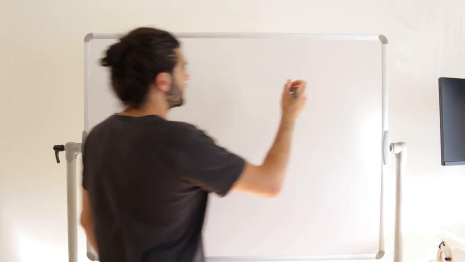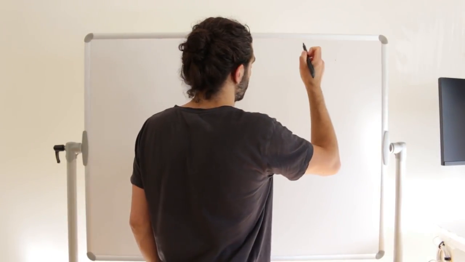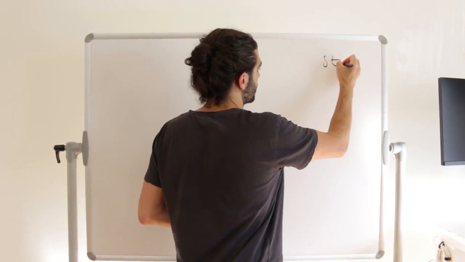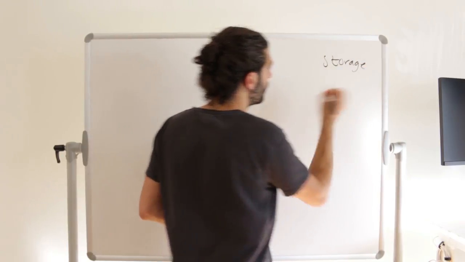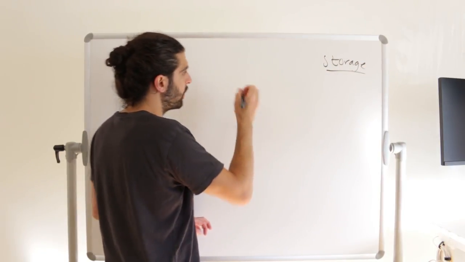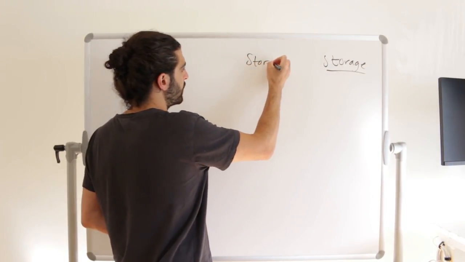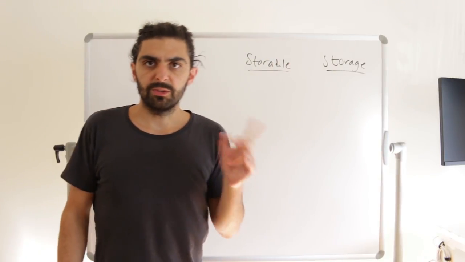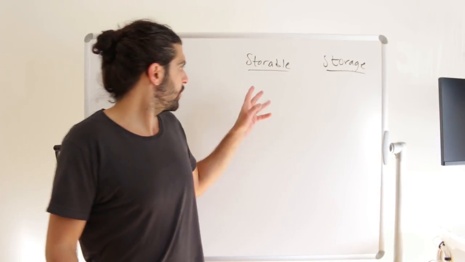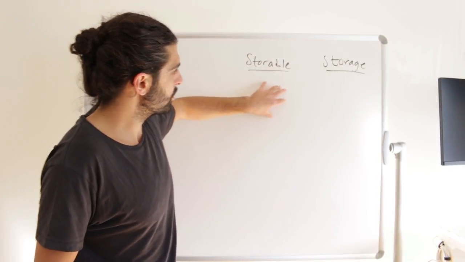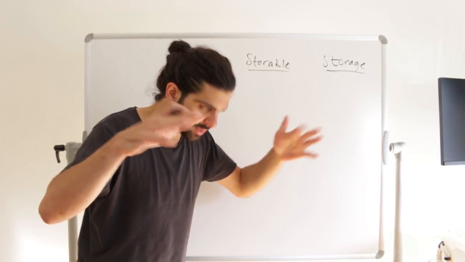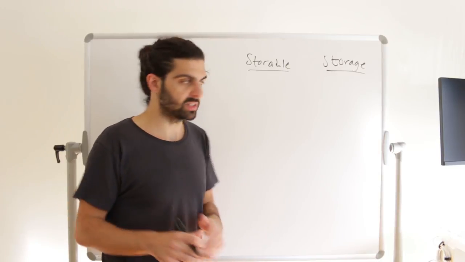I think you're saying that there are multiple different, let's call them storage solutions, right? So there are multiple different storages, but also there are multiple different storables. Is that actually visible? Yeah, it seems like that's visible. So there are multiple different storables, and there are multiple different storages. Now what do I mean with these? I'm just introducing some kind of vocabulary so that we can sensibly talk about this.